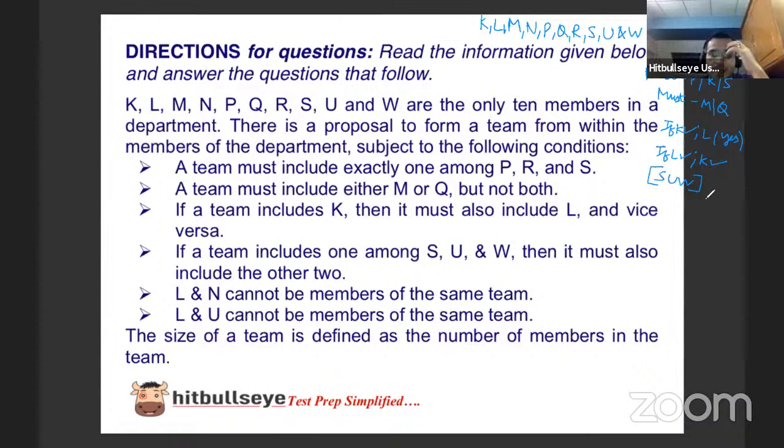L and N cannot be members of the same team. L or N cannot be together. L and U cannot be members of the same team. Noted. So these are our main conditions by which we'll be able to create our team.